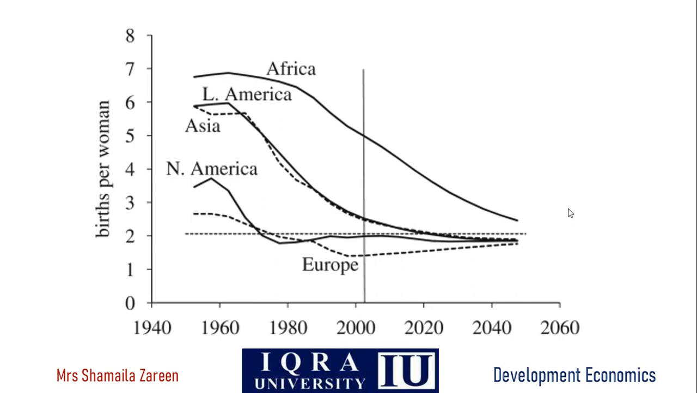Here this is showing the ratio of births per woman in different countries, and this shows the replacement fertility of the different nations.